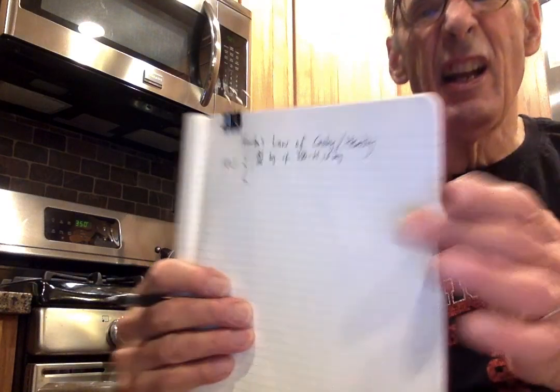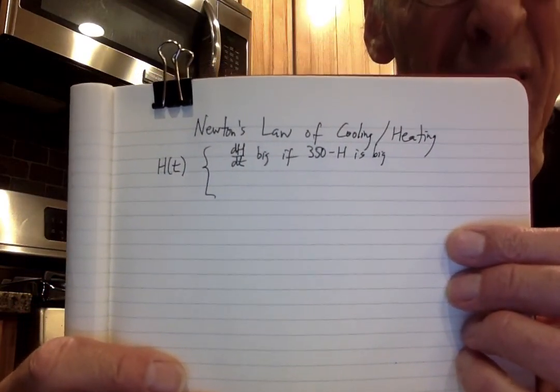If H is far from 350, like it is just now, then the temperature should be going up pretty quickly. That's the rate of change of temperature. So what we're going to say is that dH/dt is big if 350 minus H is big. That's a pretty reasonable assumption, and experience has shown that this is a decent model, so that's good. The other part of that is that dH/dt is small. dH/dt, remember, is the Leibniz notation for the derivative. t is the variable.